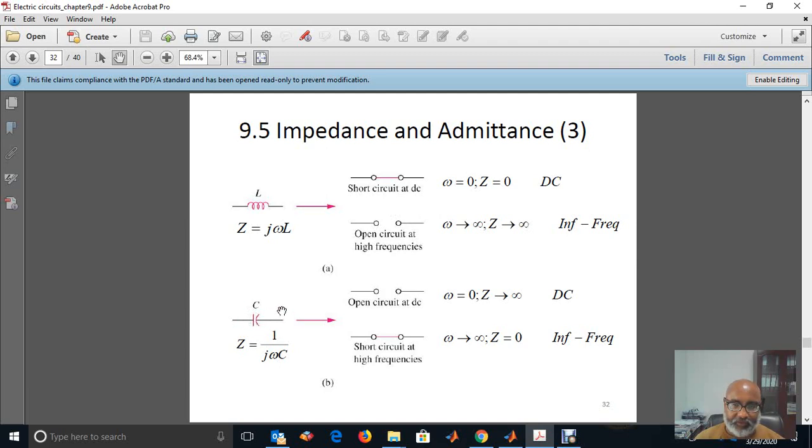And what about the capacitor? What is Z? Z is 1 over j omega C. For DC, when the frequency is 0, 1 over 0 is infinity. So the capacitor will become an open circuit. What about for high frequencies? For example, in the limit, when the frequency is infinity, 1 over infinity is 0. So the capacitor will become a short circuit.